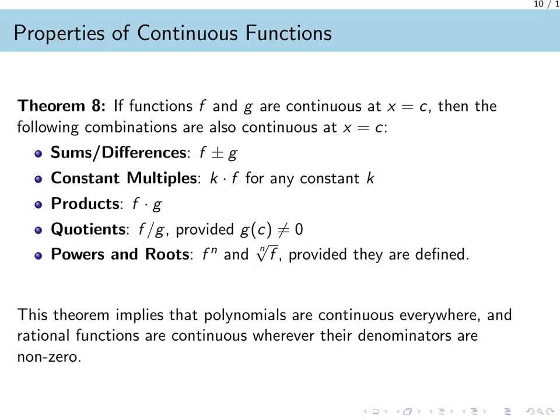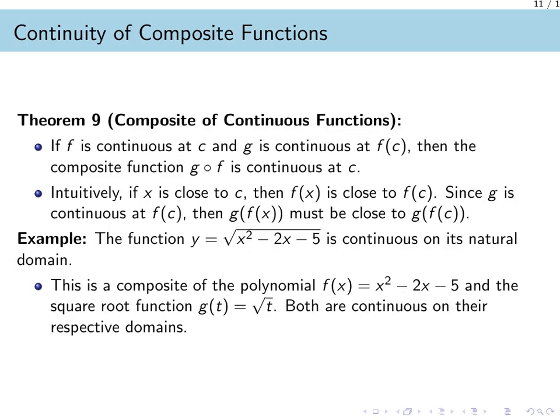The key takeaway is that you can combine continuous functions arithmetically, and the result will remain continuous. I will now explain a powerful rule that shows how continuity is preserved when we combine functions. This rule, known as the continuity of composite functions, states that if you compose two continuous functions, the resulting function is also continuous. A composite function, written as g composed with f, is what you get when you apply one function, f, and then apply a second function, g, to that result.